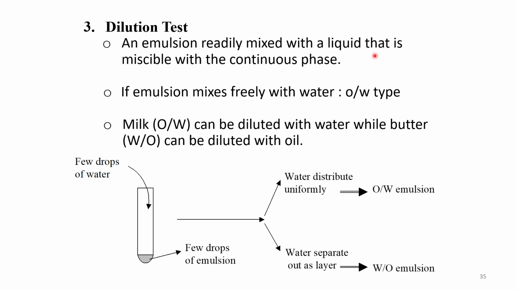The dilution test is another alternative to determine the type of emulsion. The dilution test is based on the solubility of the external phase of the emulsion, or an emulsion readily mixes with a liquid that is miscible with the continuous phase. Oil in water emulsion can be diluted with water, while water in oil emulsion can be diluted in oil.